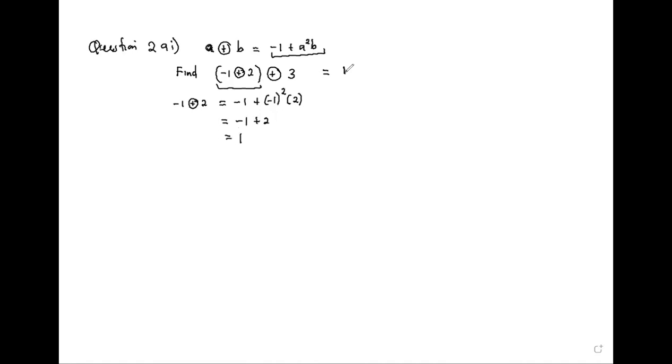So you have +1 plus 3. So again, we have -1 plus 1 squared multiplied by 3, giving us -1 plus 3, which is equal to 2. So 2 becomes the final solution. So therefore, -1 plus 2 plus 3 is equal to 2.